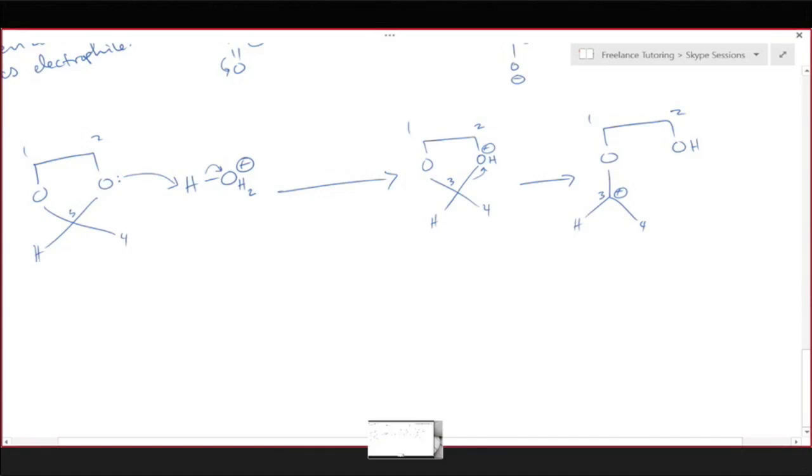Like that. Okay, yes. So you tell me, is that an allowable carbocation or forbidden? I think it's forbidden. It doesn't have any resonance to stabilize that primary carbocation.